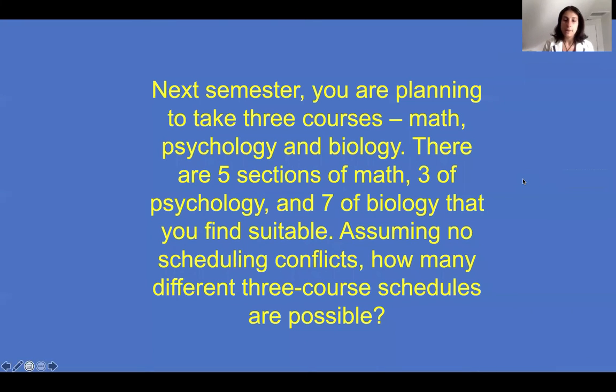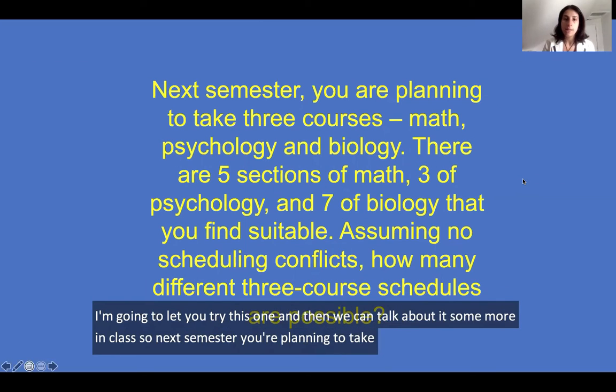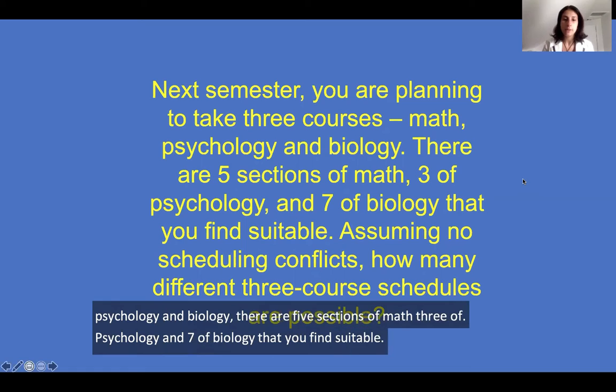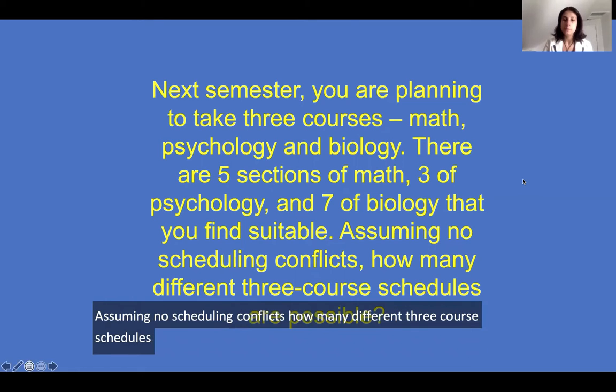I'm going to let you try this one, and then we can talk about it some more in class. So next semester, you're planning to take 3 courses: math, psychology, and biology. There are 5 sections of math, 3 of psychology, and 7 of biology that you find suitable. Assuming no scheduling conflicts, how many different 3-course schedules are possible?